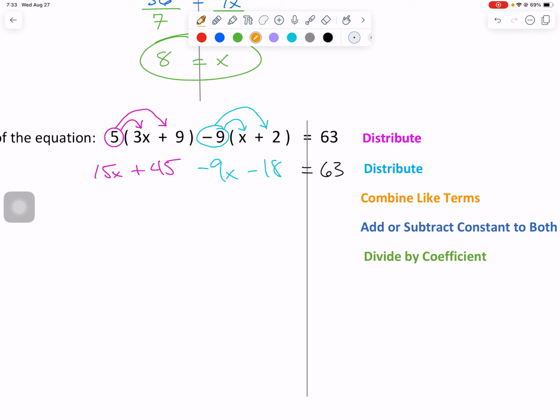All right, so first two out of the way, let's combine like terms. Well, on the left side, we can definitely combine 15x with -9x. And if we do 15 minus 9, what do we get? It is 6x. Great job.